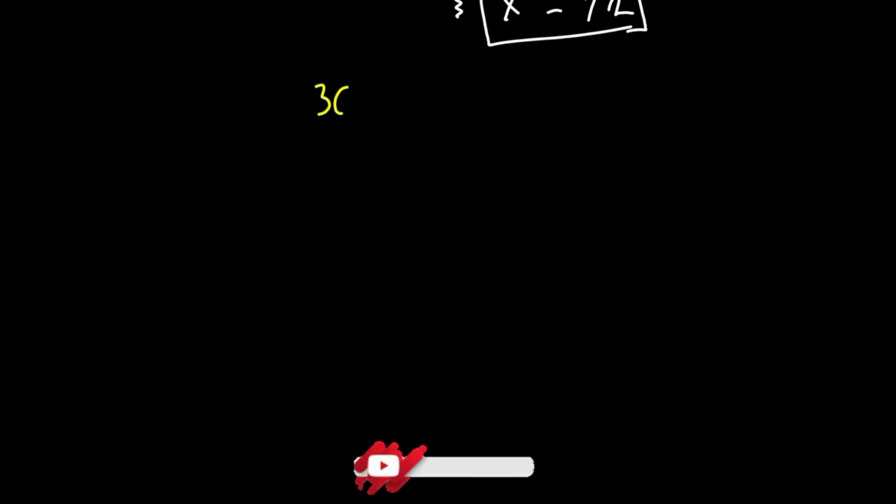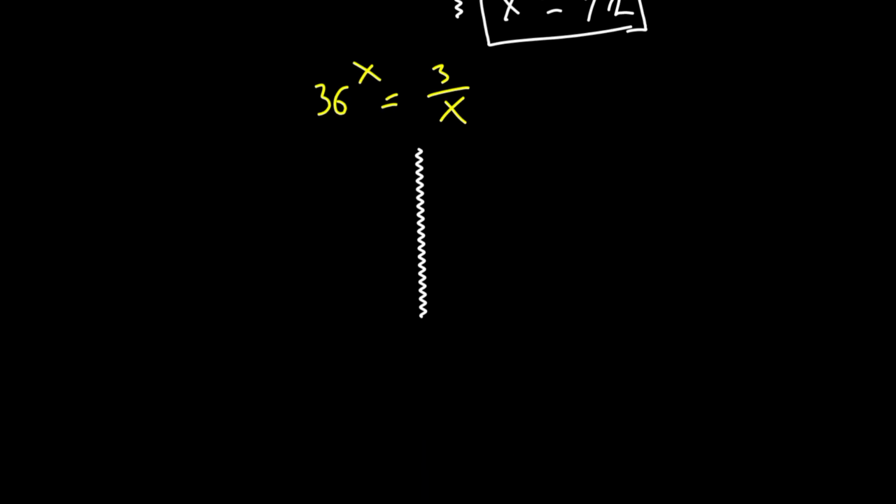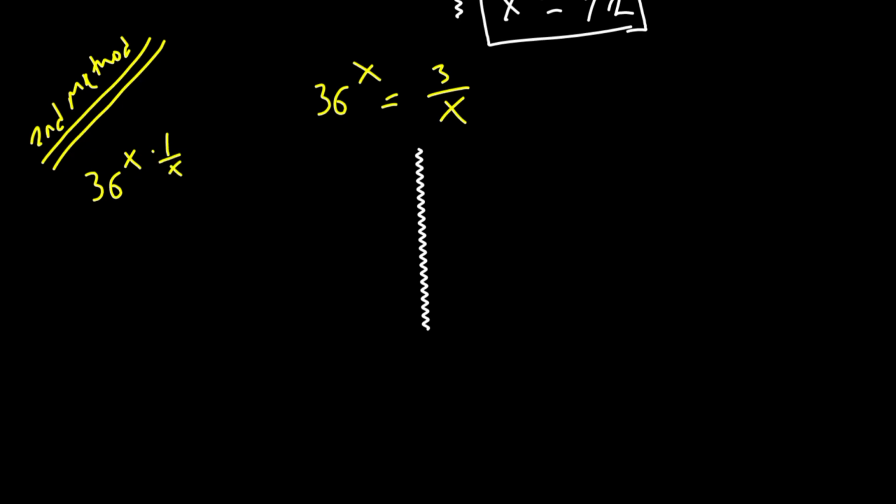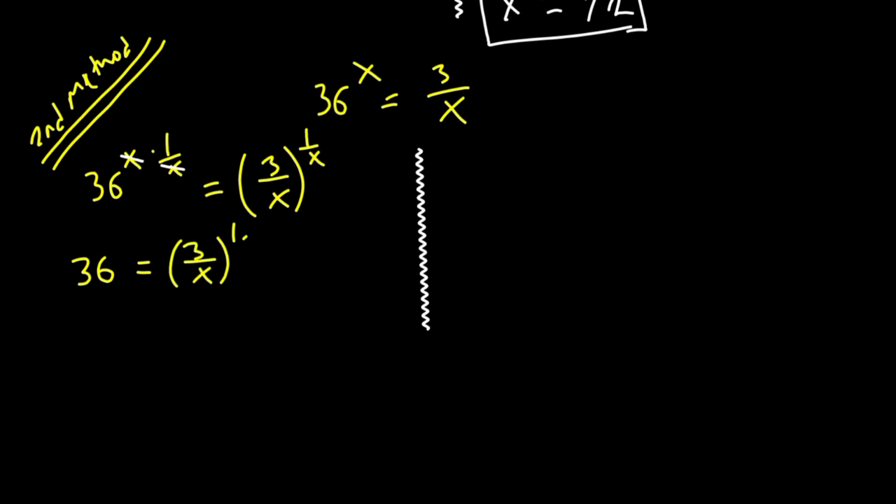And guys, this second method is actually my favorite because it's very easy and quick. So this second method has to do with a brilliant algebraic manipulation. So let's delve in quickly. The first thing we do is multiply the power of both sides by 1 over x. That will give us 3 over x, then multiplied by 1 over x. So then as usual, this cancels this. And we have 36 equals 3 over x, all to the power of 1 over x.